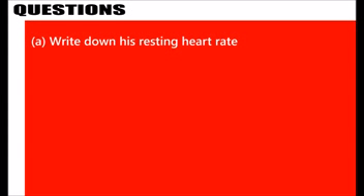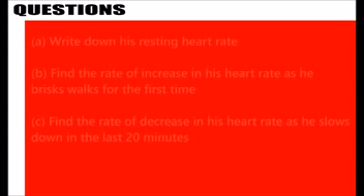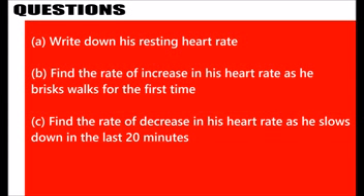A. Write down his resting heart rate. B. Find the rate of increase in his heart rate as he brisk walks for the first time. C. Find the rate of decrease in his heart rate as he slows down in the last 20 minutes.